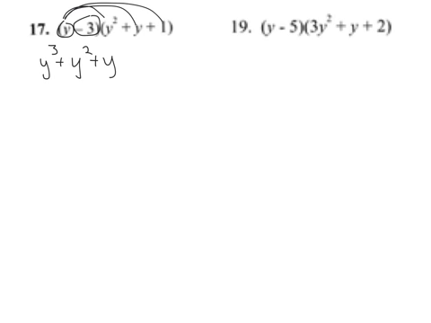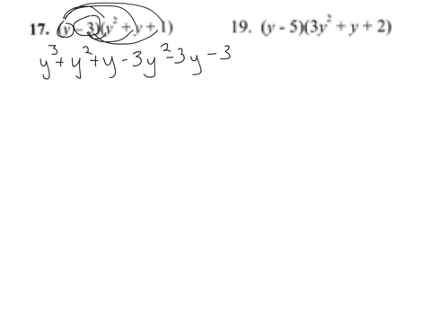Now I'm going to take the negative 3 and do the same thing. Negative 3 times y squared would be negative 3y squared. Negative 3 times y would be negative 3y. And negative 3 times a positive 1 would be minus 3.